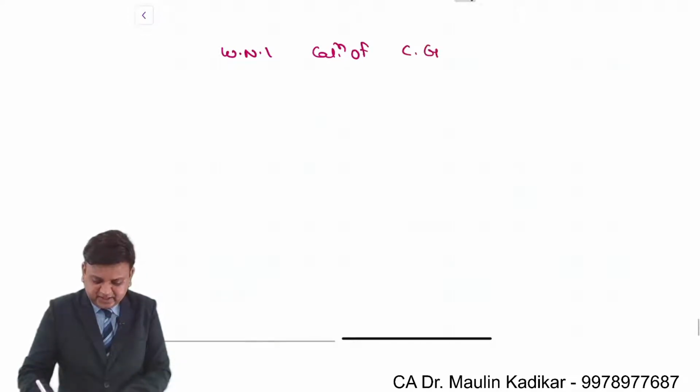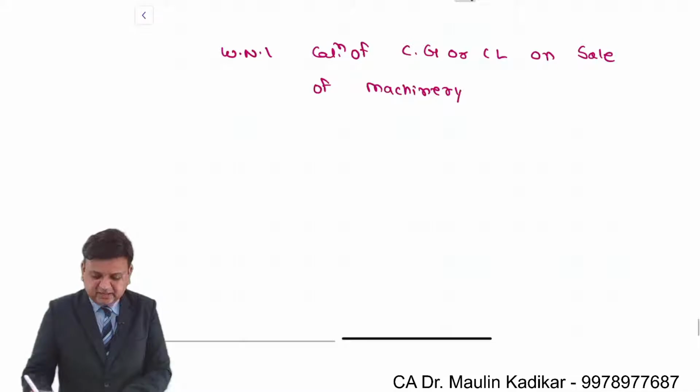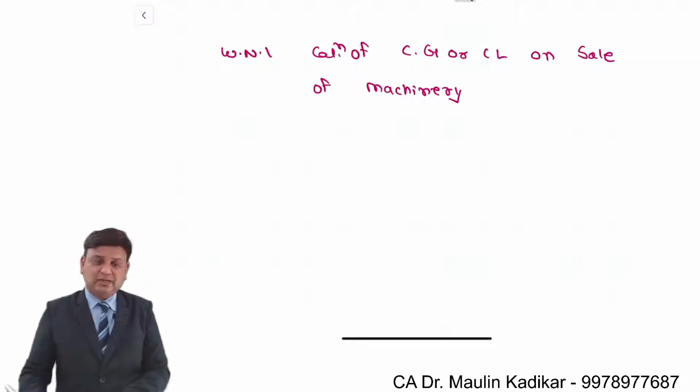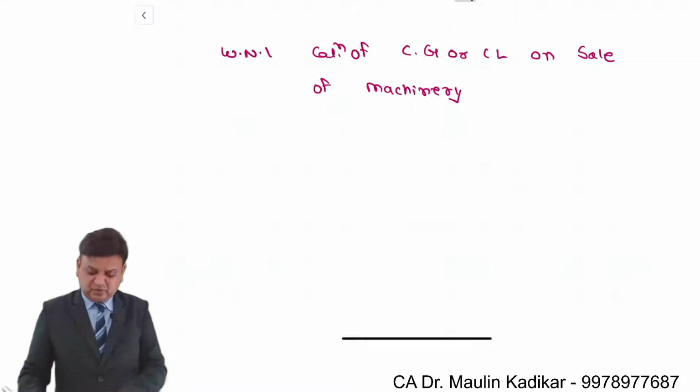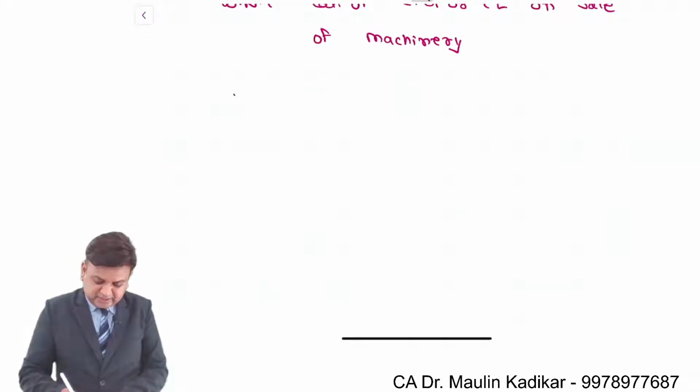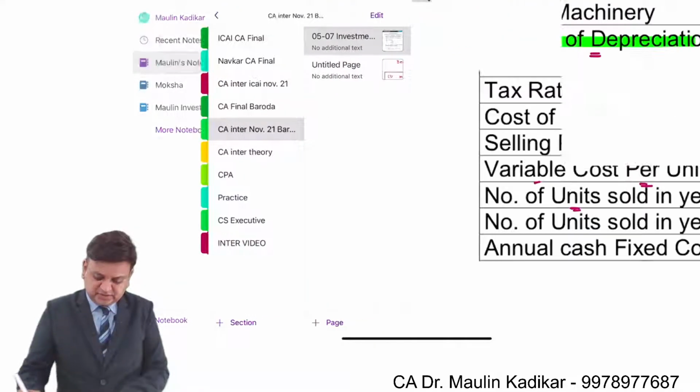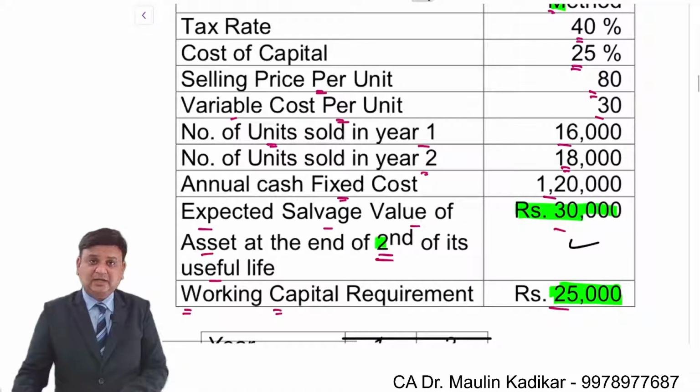First of all, we will prepare working note number 1, calculation of capital gain or capital loss on sale of machinery. Because at the end of the second year, when the project is over, you will sell the machinery, since its useful life is over. At that point we are required to compute the capital gain or loss. The sale value of the machinery at the end of the second year is 30,000.